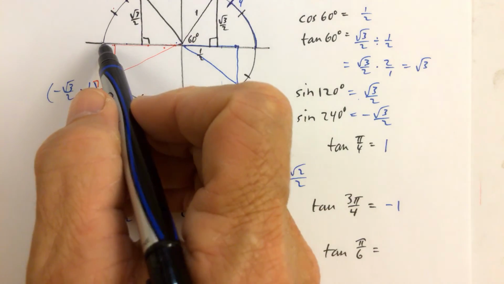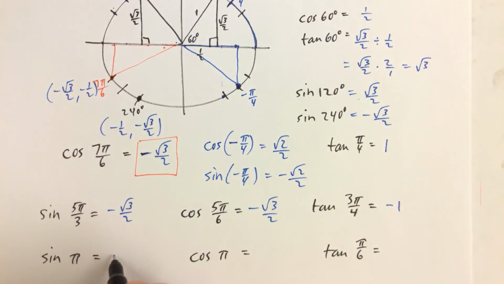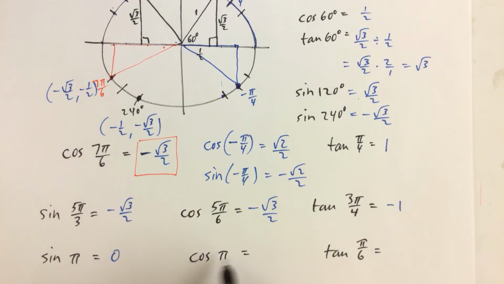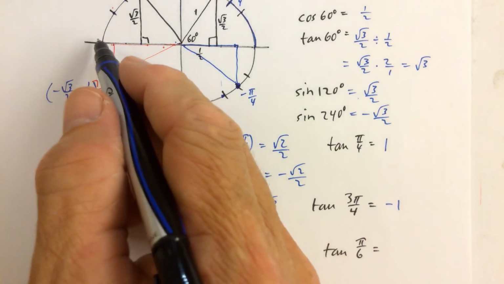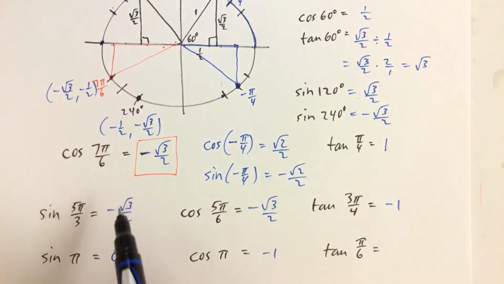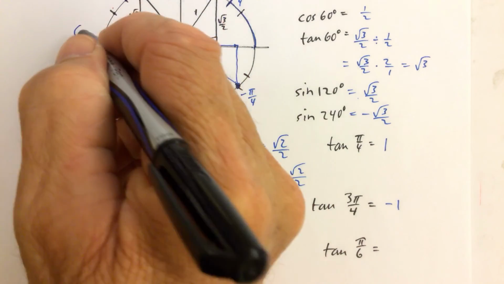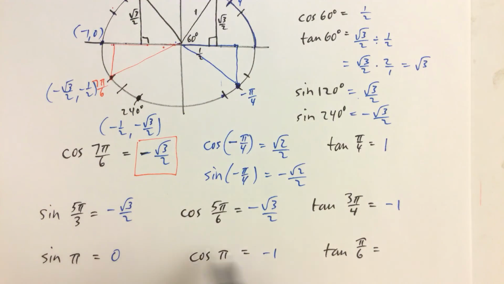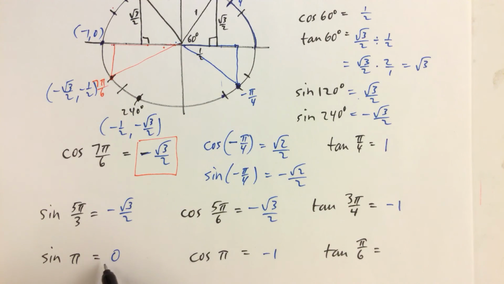Sine of pi is right over there. The sine is always the y-coordinate. The y-coordinate is 0. Cosine of pi is always the x. Cosine of the value is always the x-coordinate. And the point right there that corresponds to the angle pi has the ordered pair -1, 0. So -1 is the cosine, 0 is the sine.